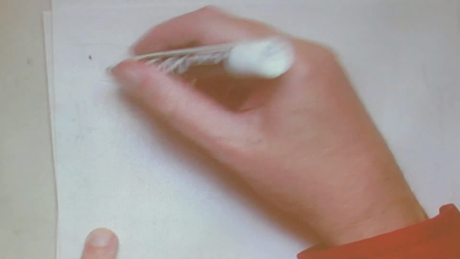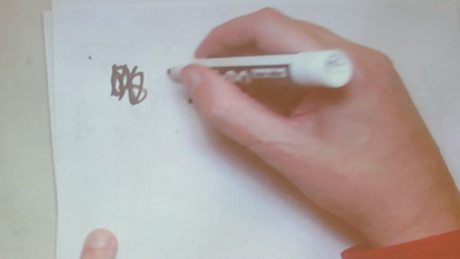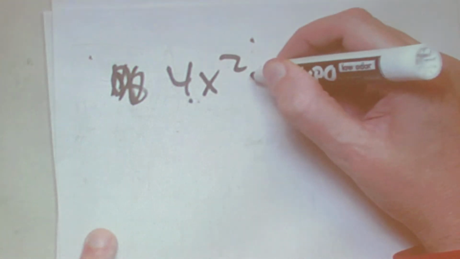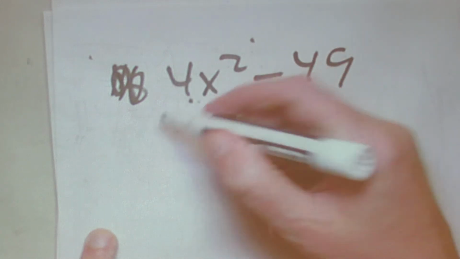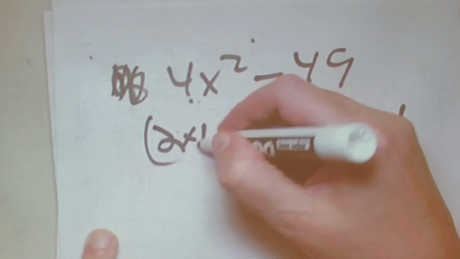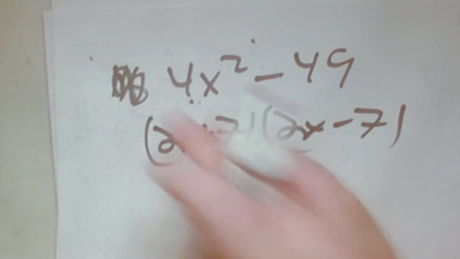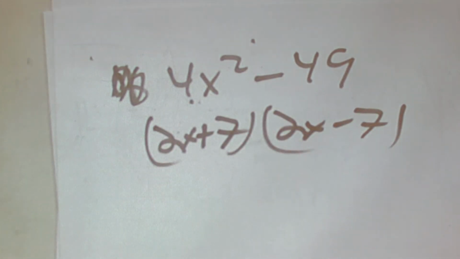Next, we're going to have a difference of 2 squares. So let's say that we have 4x squared minus 49. So we know we're going to have a 2x plus 7 and a 2x minus 7. Square root of the first one plus the square root of the second one, and then square root of the first one minus the square root of the second one.